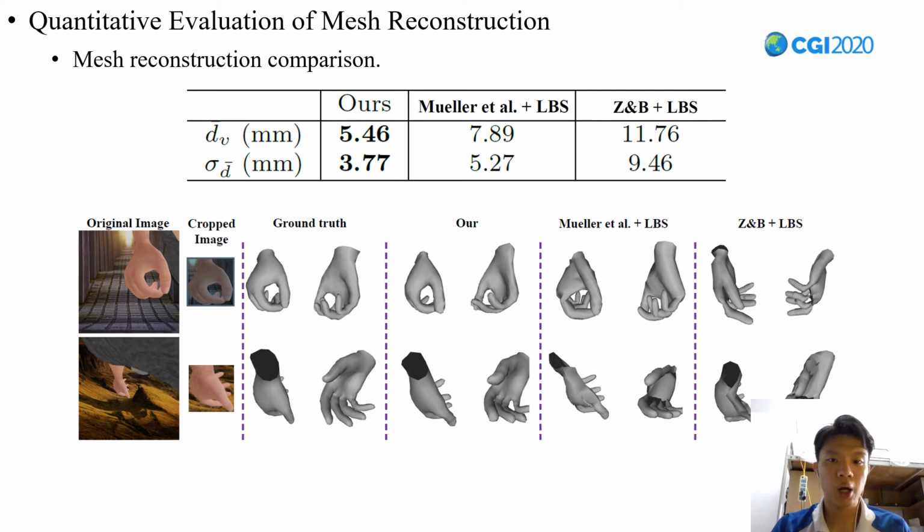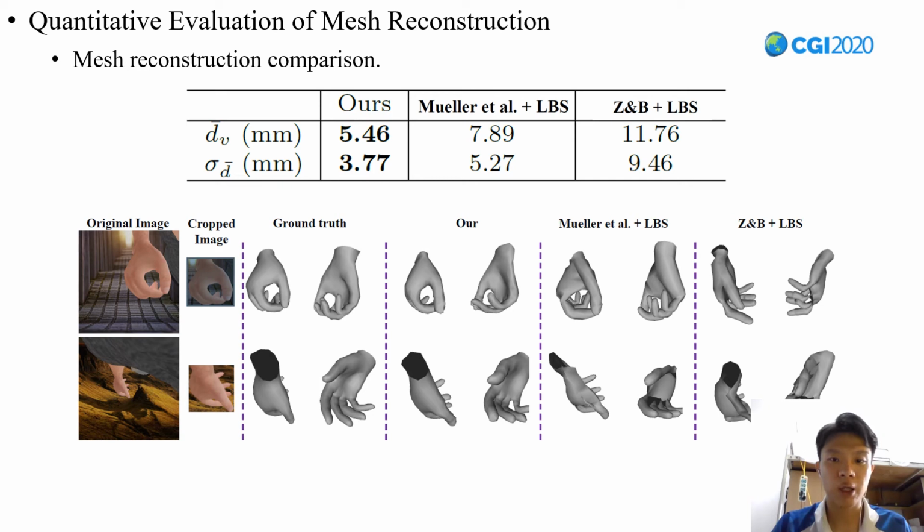Moreover, we compare our mesh reconstruction method with the direct linear blend skinning method. To conduct the LBS method, it requires estimating hand key points from the input images. In this experiment, we used the methods in Mueller et al. and Zhang et al. to train the networks to directly regress 3D hand key points on our synthetic dataset.